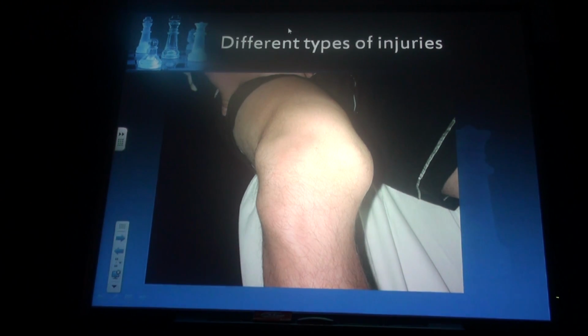Here's a dislocation of a kneecap. Here's the kneecap over here. And here's the knee over here. So that is a complete dislocation of a kneecap.